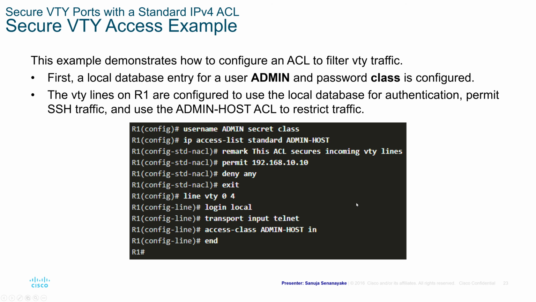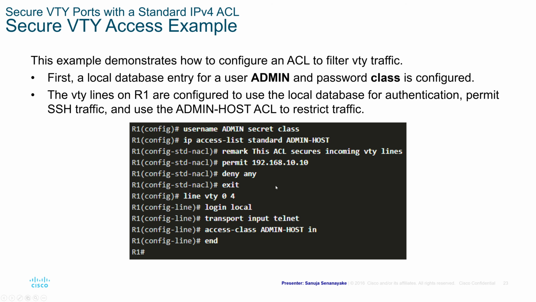So if you look at the rest of the configuration here, we have ip access-list standard admin-host. So that's the name of our ACL, and we're going to name this ACL. We have conveniently named the description as this ACL secures incoming VTY lines, so it is easy for you to identify because of this remark when you come back to check on your configurations. We're going to say permit 192.168.10.10, because that would be the one that will be allowed to access the VTY lines. And deny any, so anything else is going to get denied, and you're going to exit out of it.